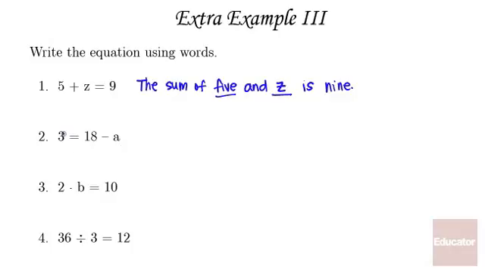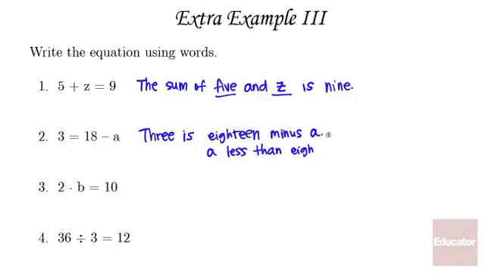Here, 3, this is 18 minus a. You can also say 3 is a less than 18. Okay, and remember that here I had to switch these because of this, right?